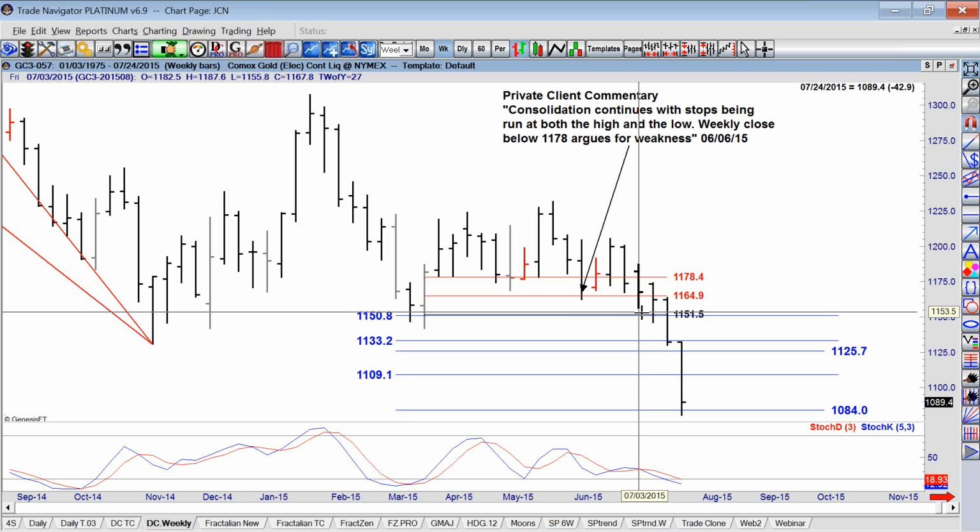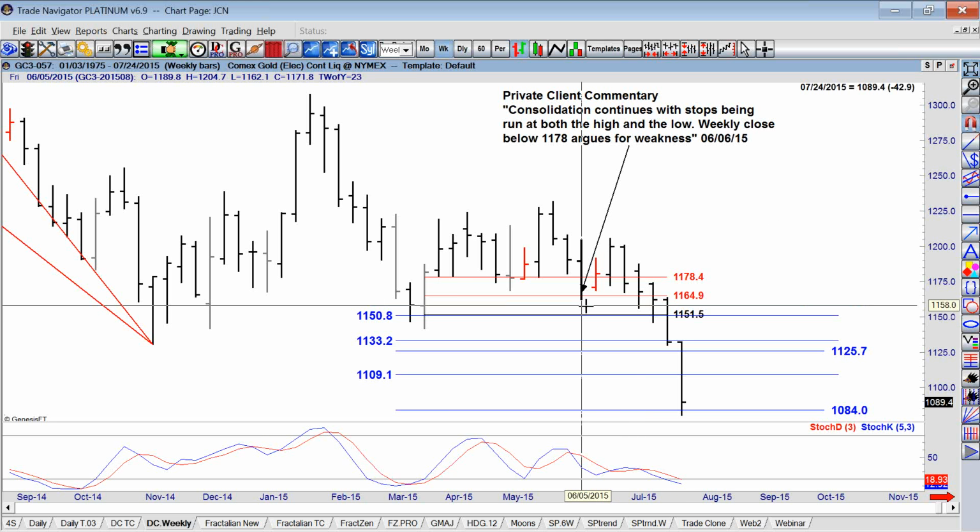And the consequences are that this market had breached this number as far back as June. We're advising our private clients there'd be further weakness in this market. That was the high value probability.